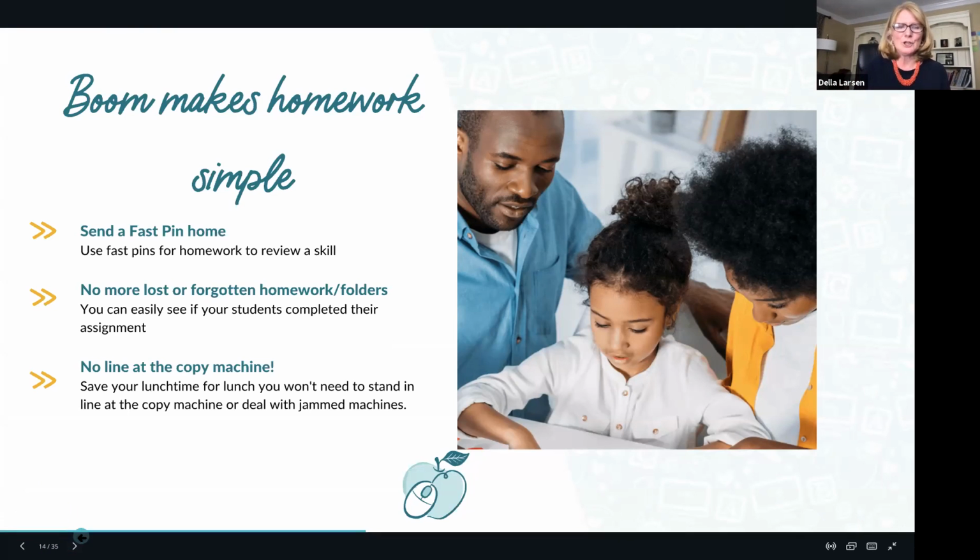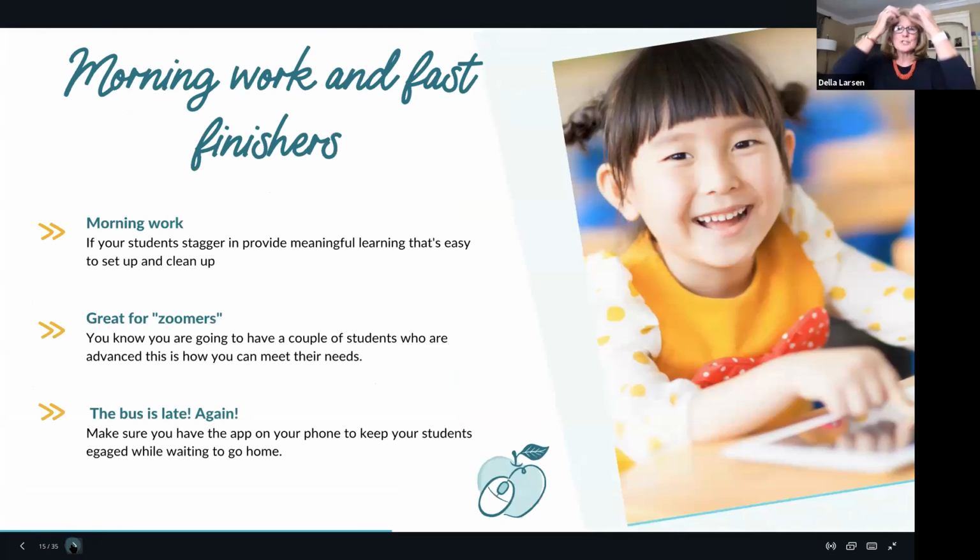And Boom really, really worked for homework. So one other way that I like to use Boom is for morning work and fast finishers. My kids used to come in all at staggered times, and I didn't love having them do worksheets first thing in the morning, because they all came in at different times. Some kids were finished, other kids didn't start yet. And I just felt like before the day started, they were already behind. So I didn't love that.